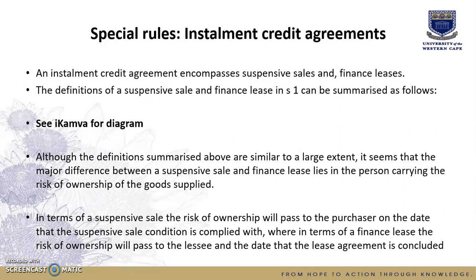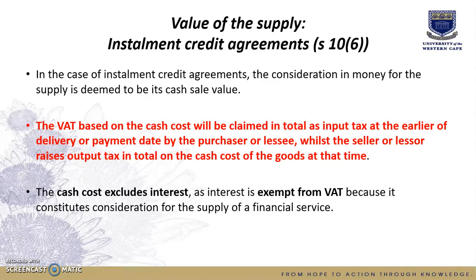So in other words, with a finance lease, risk of ownership passes at the end, whereas with the suspensive sale, it passes once the condition is complied with. Alright, so what is the value that we are going to have to use in order to calculate our input tax? In the case of an installment credit agreement, the consideration in money for the supply is deemed to be its cash sale value. So the VAT based on the cash cost will be claimed in total as input tax at the earlier of delivery or payment date by the purchaser or the lessee, whilst the seller or lessor raises output tax in total on the cash cost of the goods at that time. The cash cost excludes interest, as interest is exempt from VAT. Remember, interest is exempt from VAT as it is seen as a financial service because it constitutes consideration for the supply of a financial service.